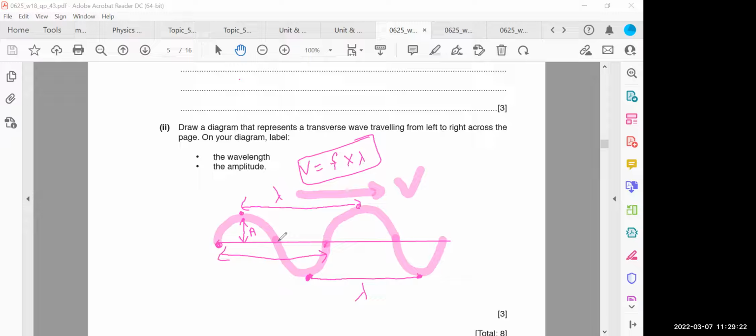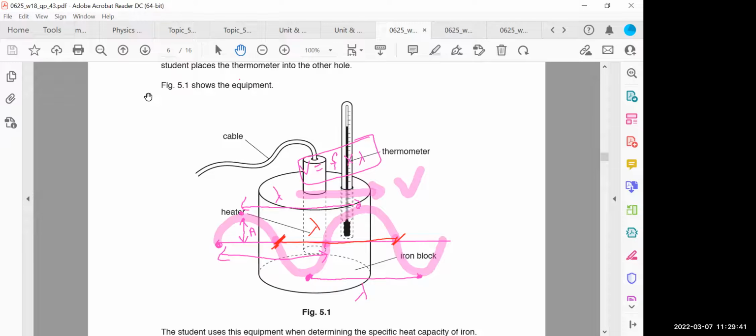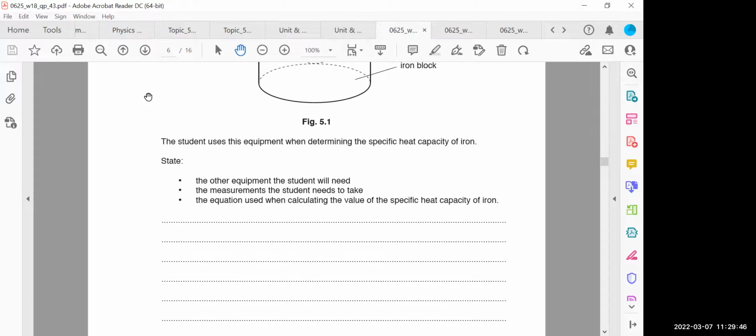You can even start from this point and this point. This is also a wavelength. A complete length of a wave is called wavelength. One crest and one trough make one wave. Okay, this question is not required.